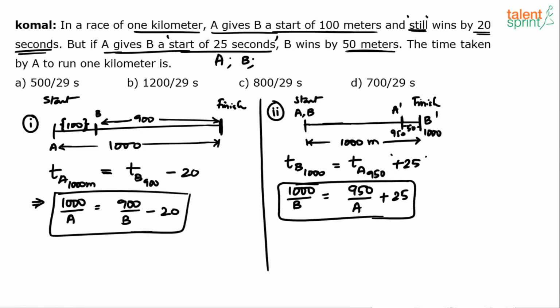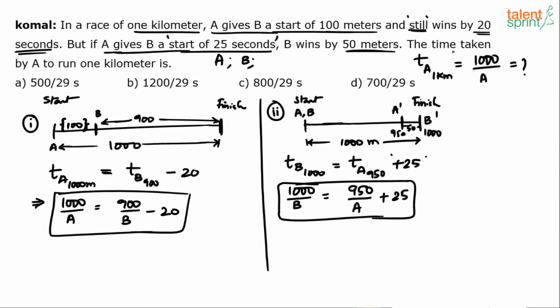And you have to find out what? You have to find out the time taken by A to run 1 kilometer. Time taken by A to run 1 kilometer, meaning what? Time is equal to distance by speed. So distance is 1000 meters, speed is A. 1000 by A is equal to what is the question. You're able to follow? 1000 by A is equal to what? That's what you have to find out.